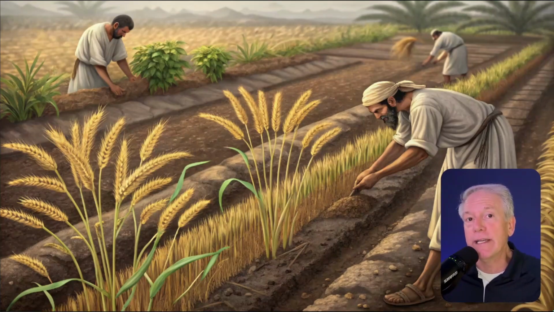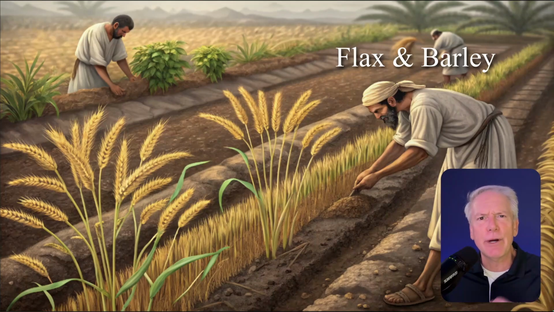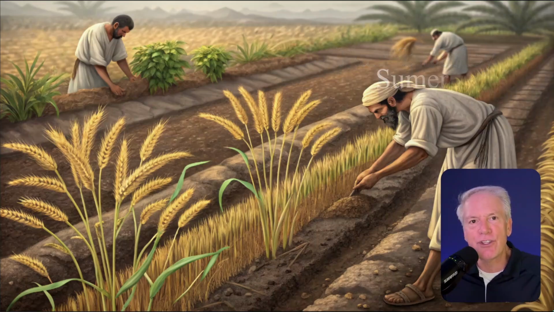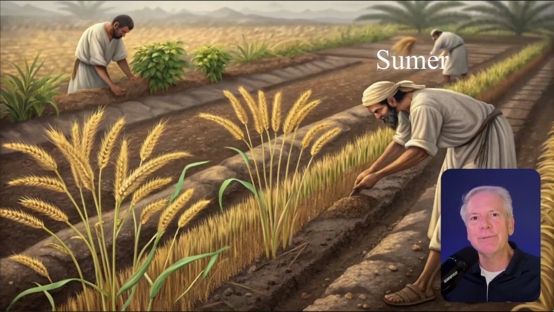Let's grow barley. Let's grow flax and barley. Let's talk about those two early crops, 4000 BC on the Tigris and the Euphrates River in the ancient country. It's not really a country, but the region of Sumer. In the region of Sumer, farming is happening. Farming is evidence of the agricultural revolution.